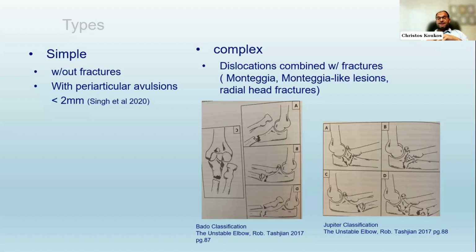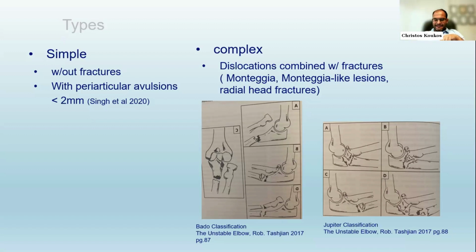Of course, we can classify them into simple elbow dislocations, what we're talking about today, and the complex elbow dislocations. The complex elbow dislocations are ones with fractures, the fracture dislocations, which we're not talking about tonight. On the other side, the simple dislocation is one without fracture, as described by Adam's team, Singh et al., in 2020. He included in simple dislocation the periarticular avulsions of less than 2 millimeters.